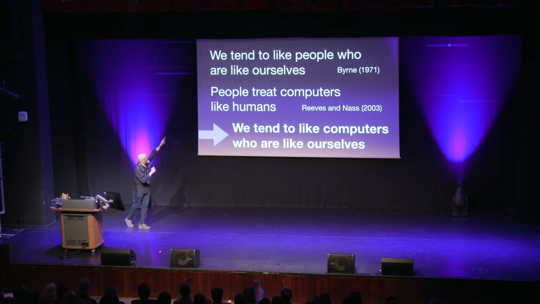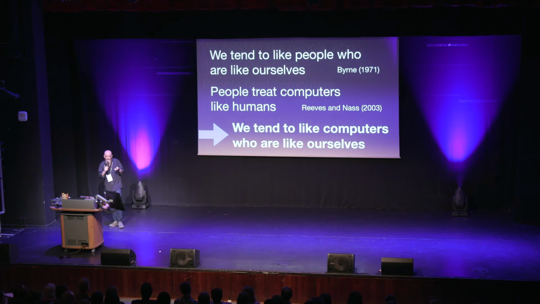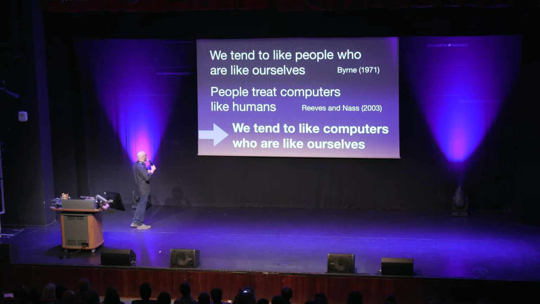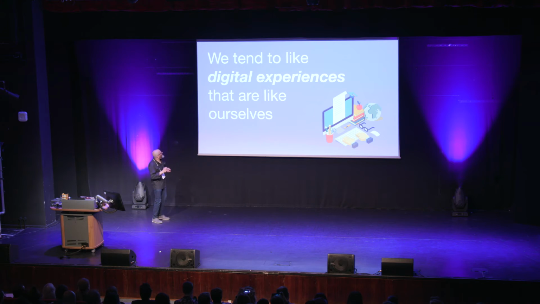So if we know that we tend to like people who are like ourselves, and we treat computers like humans, the logical step here is that we tend to like computers who are like ourselves. I know this works because it works. We've operationalized it before. You might want to update that into a modern world to say we tend to like digital experiences that are like ourselves, because using words like computers makes me seem really old. We tend to like these digital experiences that are like ourselves.